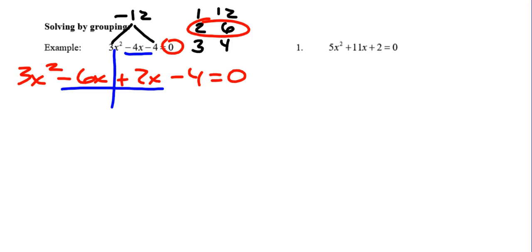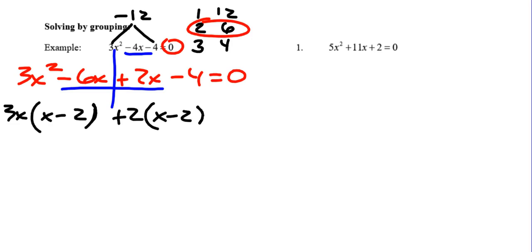I draw a line down the middle, and I'm looking at just this left side, 3x squared minus 6x. I'm going to factor out the greatest common factor of each term, which is 3x. So I have x minus 2 left. On the right side, I have a plus, factoring out a 2, I'm left with x minus 2. And all of this is still equal to 0.